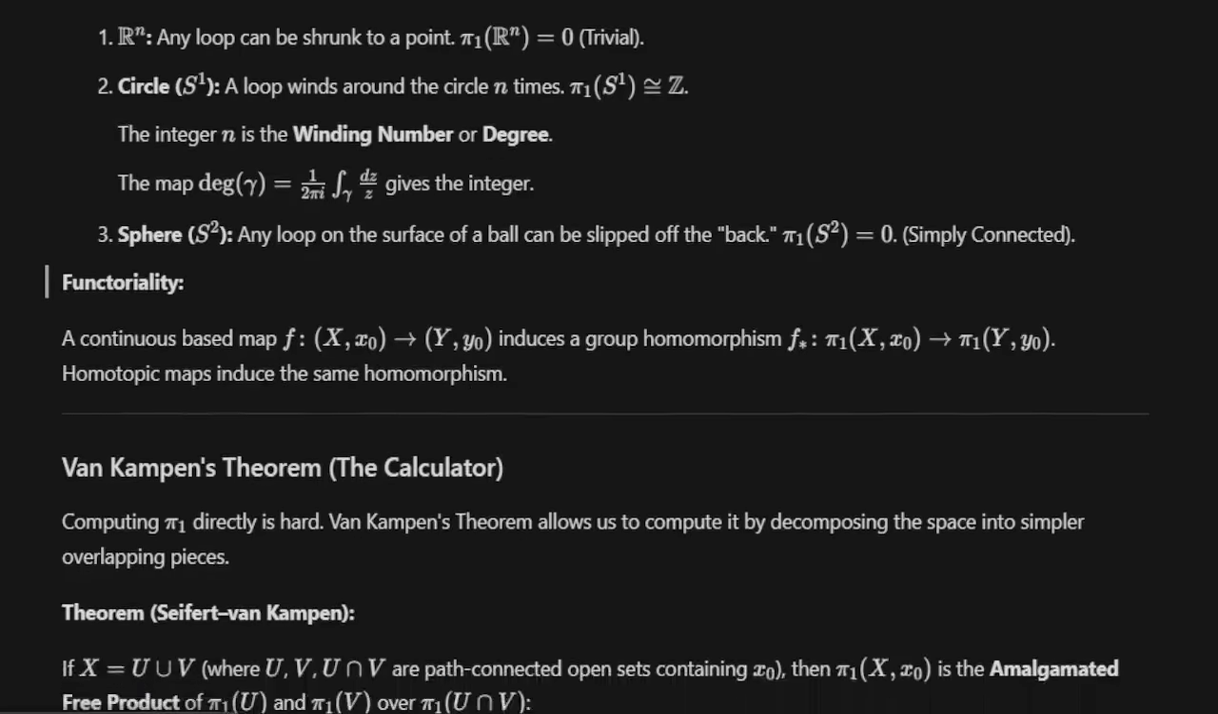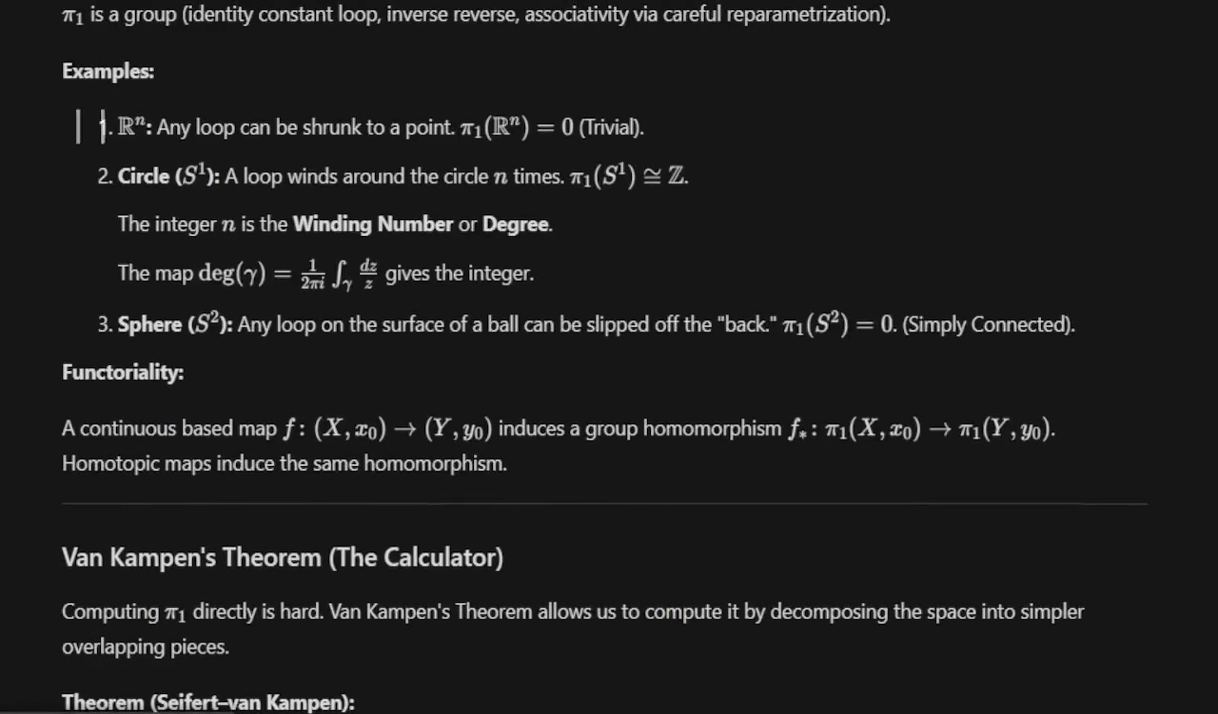And then for a circle, the loop will wind around the circle n times, and the integer n is the winding number, or the degree. And so the map of the winding number would just be 1 over 2 pi i, integrated over the path of dz over z. And that'll give the integer. All right. My computer's about to die. Hold on.